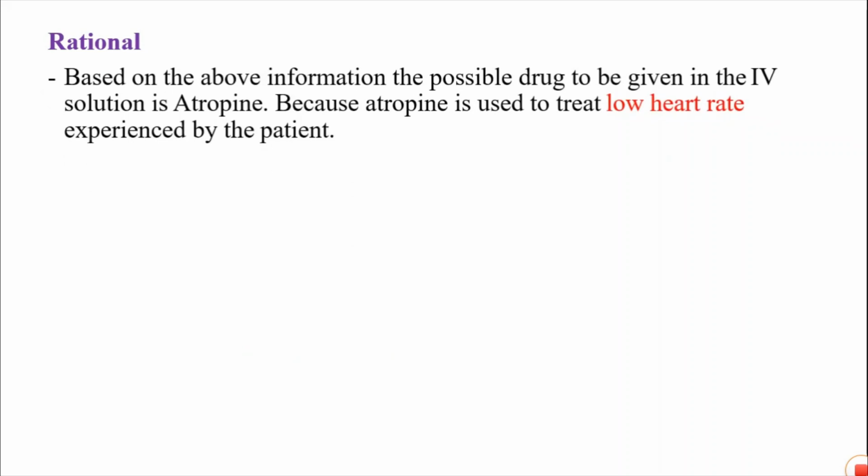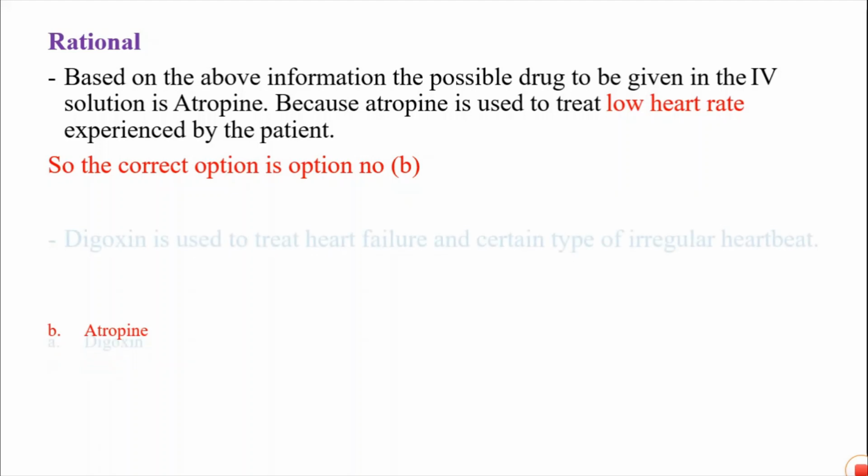Based on the above information, the possible drug to be given in the IV solution is atropine. Why? Because atropine is used to treat the low heart rate experienced by the patient. So the correct option is option number B, atropine.